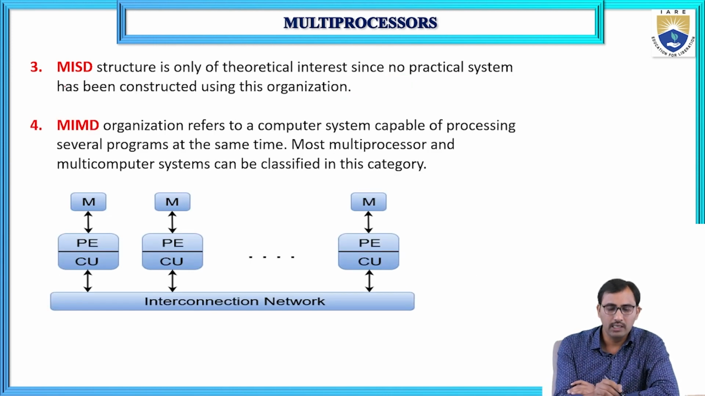Coming to the third one, MISD, multiple instruction streams and single data stream. This structure is only of theoretical interest; in practice, no such systems exist. And the fourth one, MIMD, multiple instruction streams, multiple data streams. This type of organization refers to a computer system capable of processing several programs at the same time, because there are multiple processors. The multiple processors execute multiple programs which are read from multiple memories. So these are the MIMD.